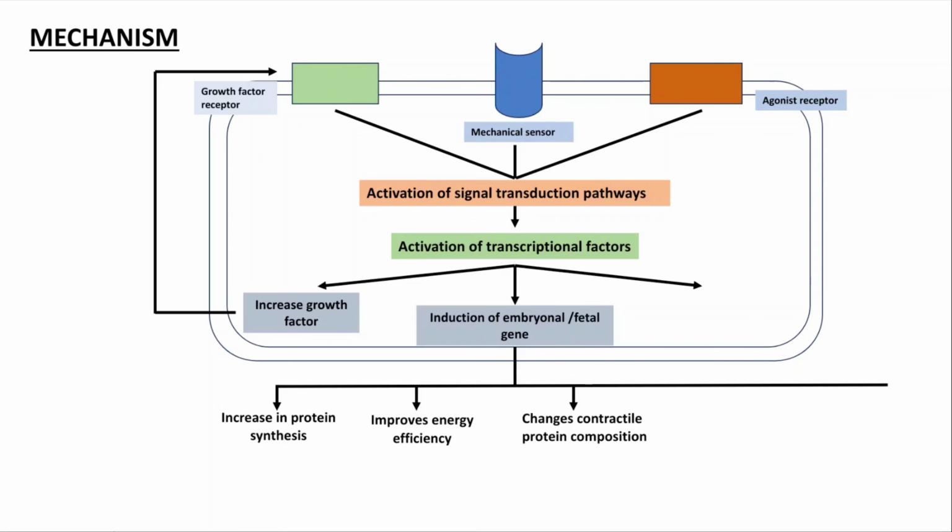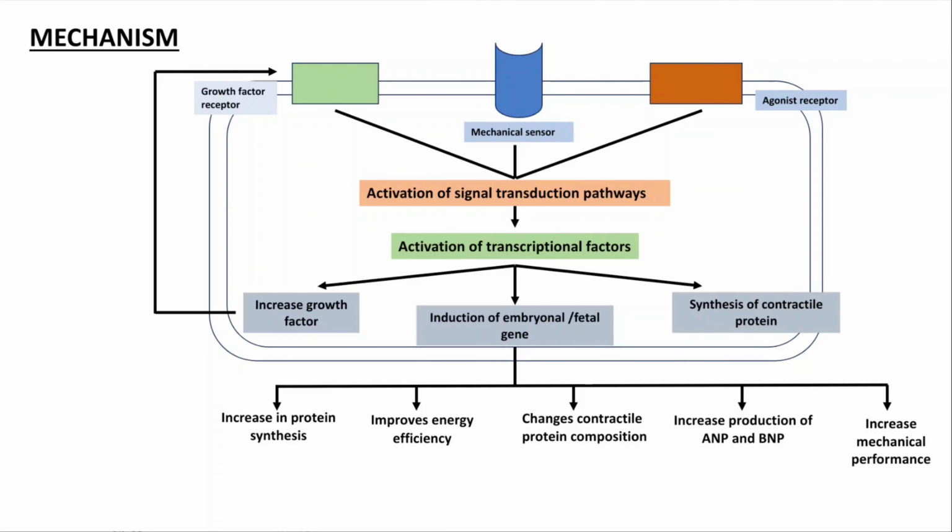It increases the production of atrial natriuretic peptide and brain natriuretic peptide. This decreases the cardiac workload. Also, embryonal and fetal gene activation causes increase in mechanical performance. Activation of transcriptional factor will also cause synthesis of contractile protein, which in turn increases the mechanical performance.